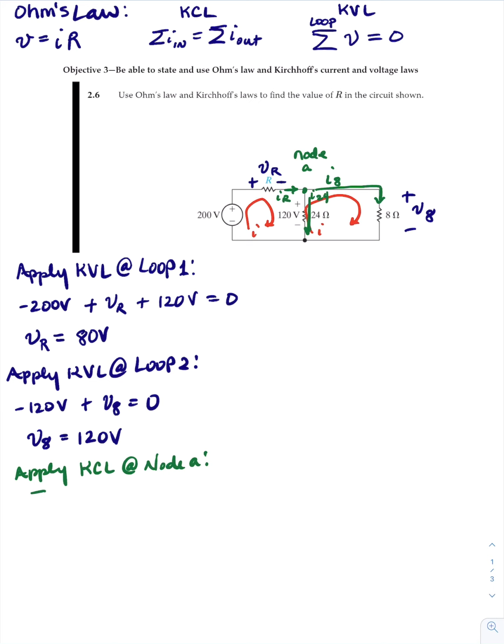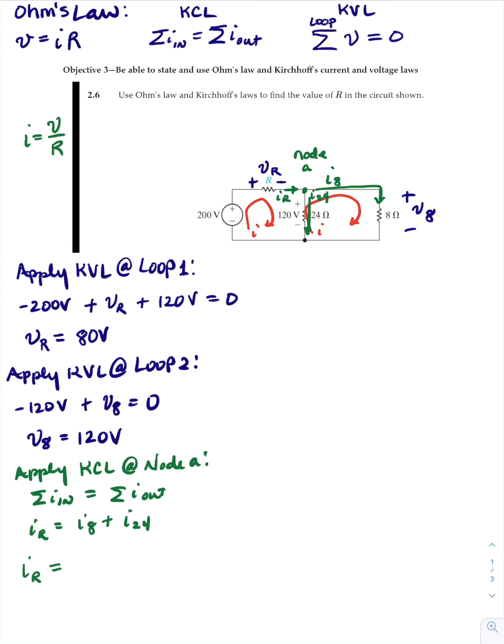So sum of current in is equal to sum of current out. And coming in, we have I sub R is equal to I sub 8 plus I sub 24. And we can define I sub 8 and I sub 24 using Ohm's law. So expressing current in terms of Ohm's law is equal to V over R.